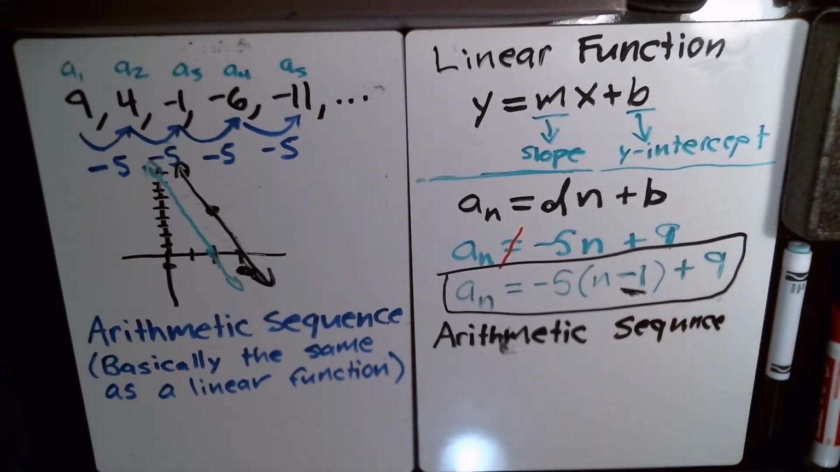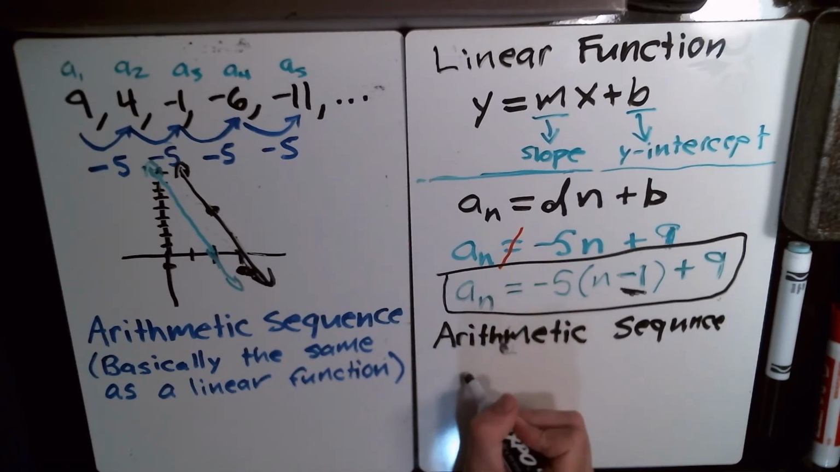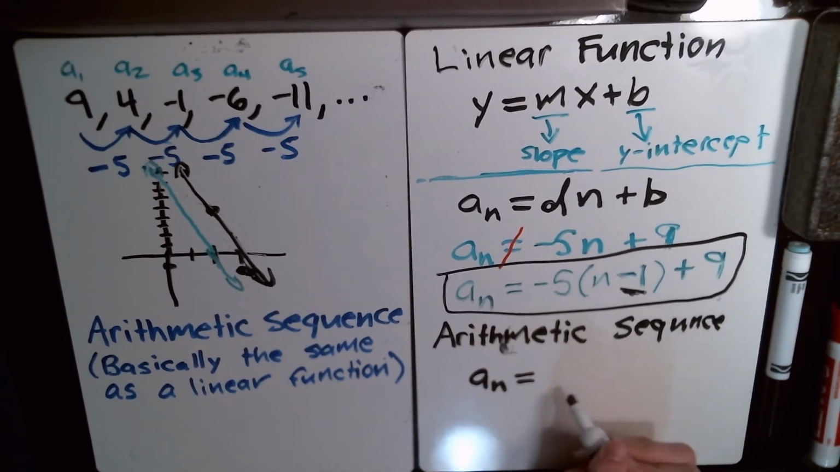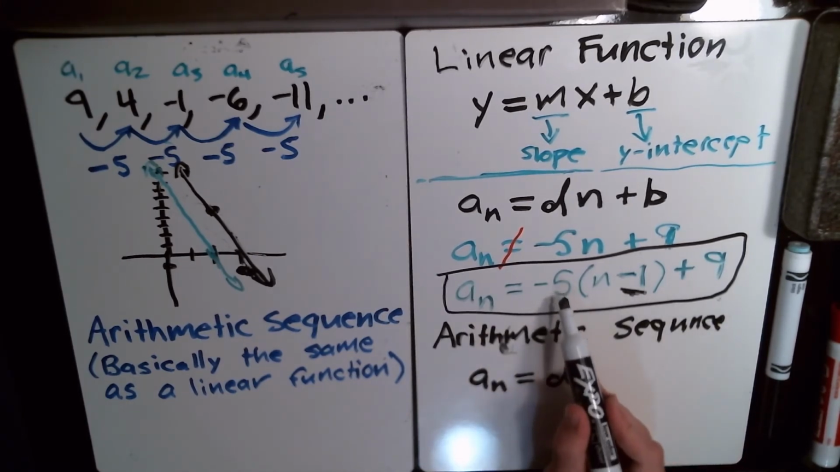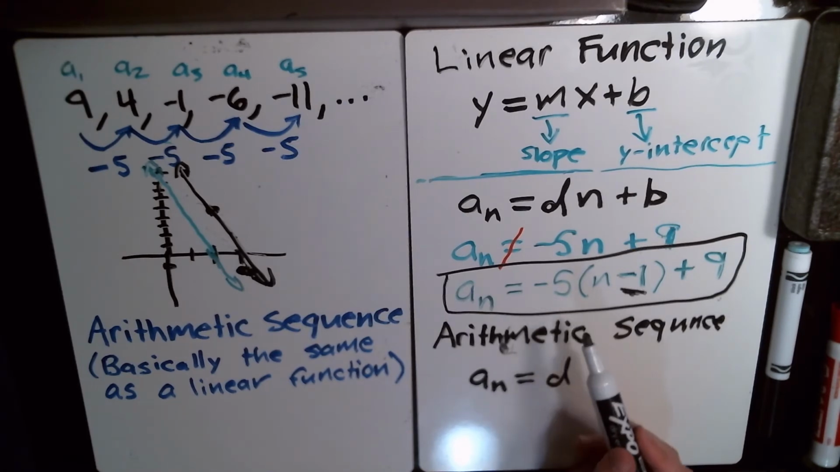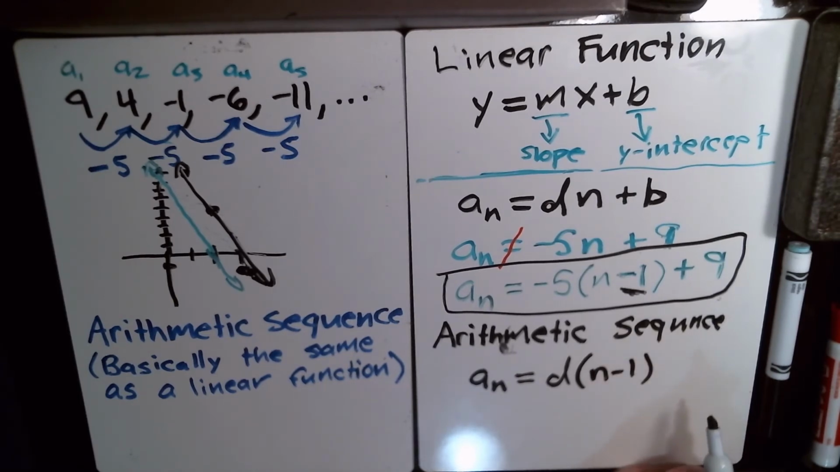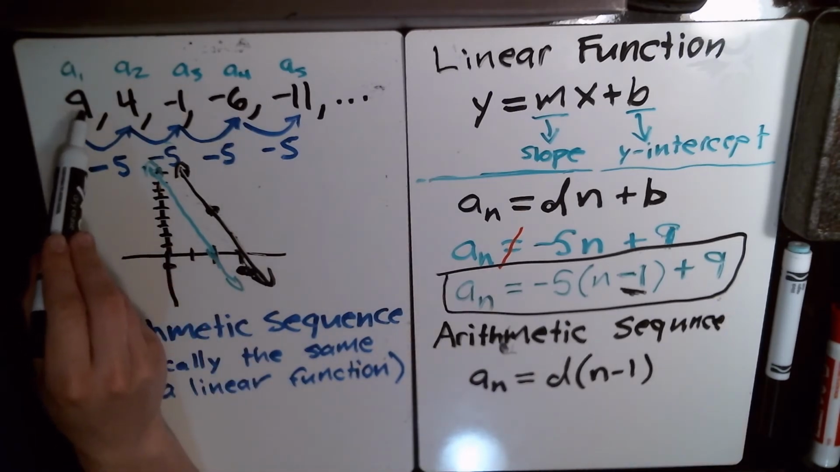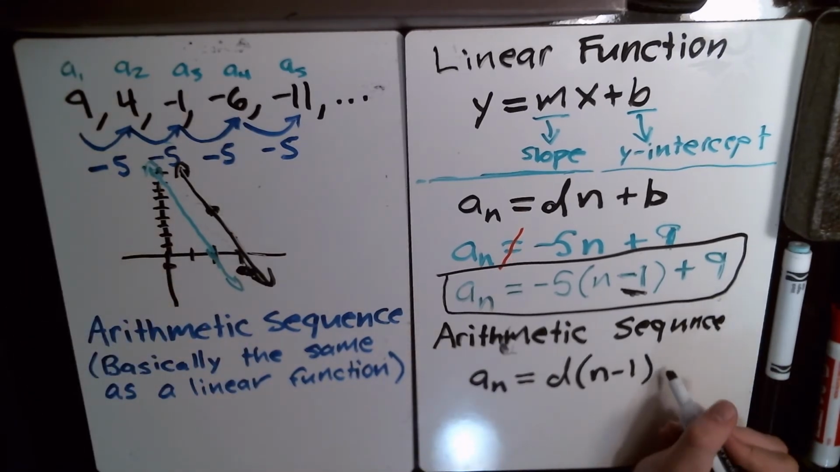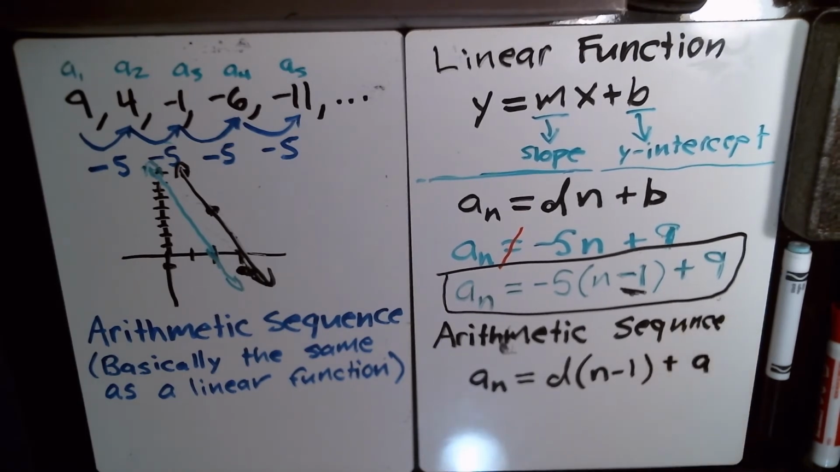Okay. Our general form, the general equation we're going to be dealing with, is a sub n equals d, the common difference between terms, times n minus 1, because we have to shift it to the right one, since the first term is not the y-intercept. And then plus a, some number a, where a is just the first term of the sequence. So I'll write that out.